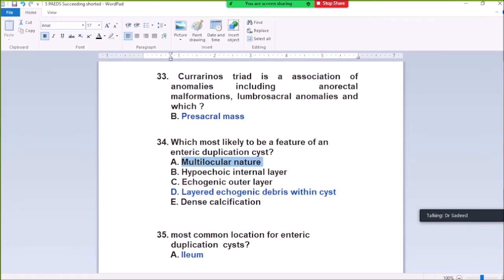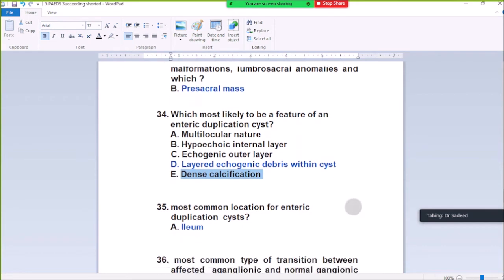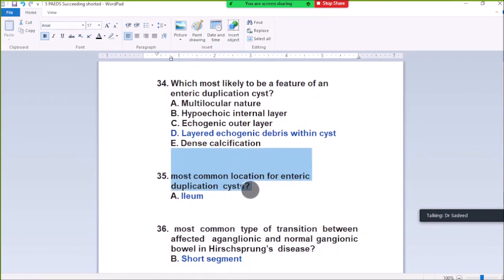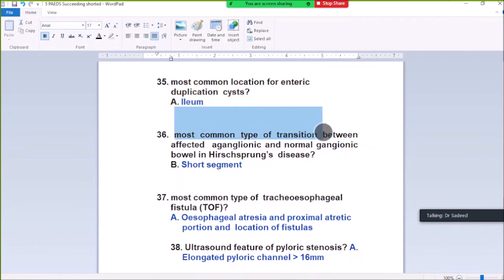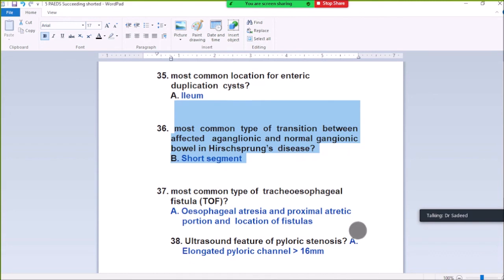Option A, multilocular nature, is wrong. B, hypoechoic internal layer, is also wrong. C, echogenic outer layer, is wrong. And dense calcification is also not seen. 35. The most common location for enteric duplication cyst is the ileum. 36. The most common type of transition between affected aganglionic and normal ganglionic bowel in Hirschsprung disease is short segment.